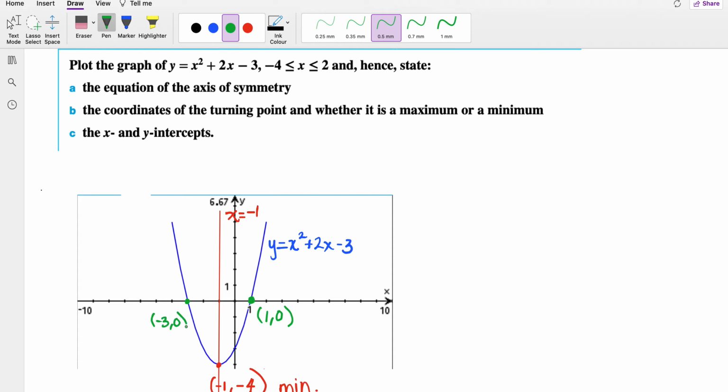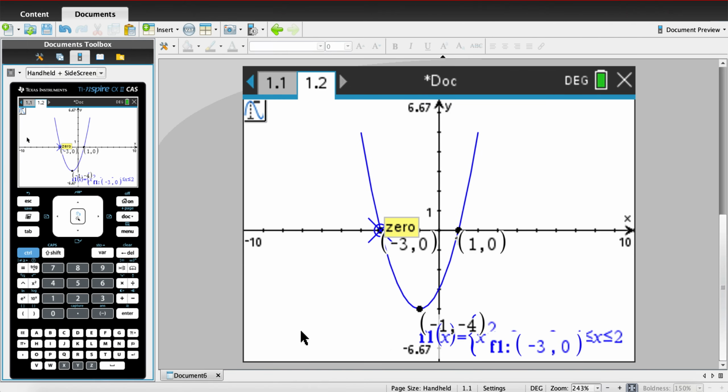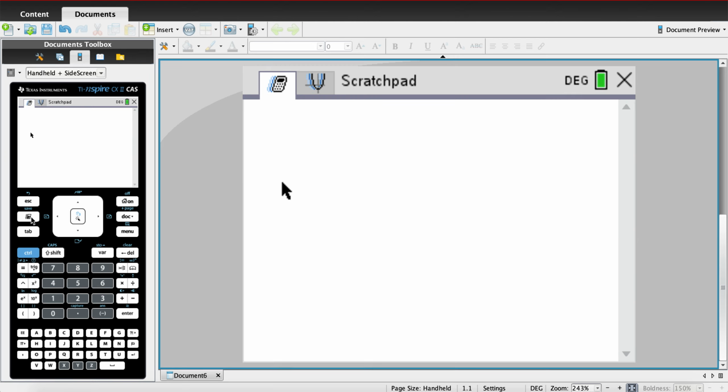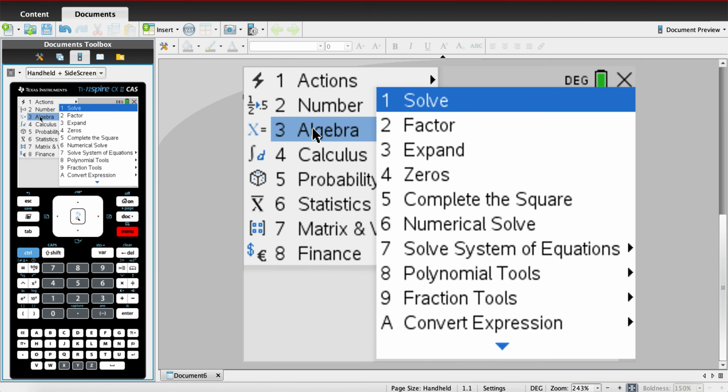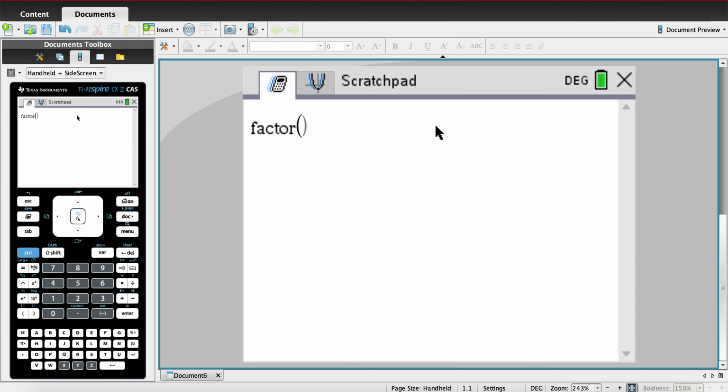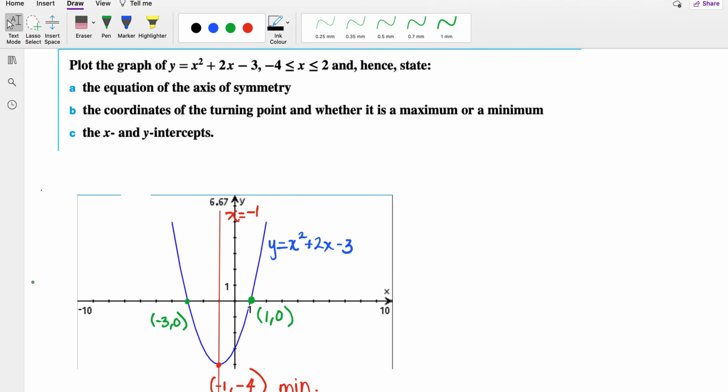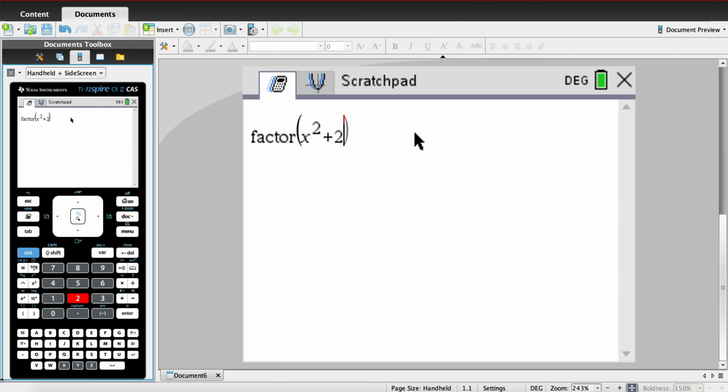The other way of finding these 2 points, notice that I know that y is 0. So we can factorize. If we factorize this one, we will be able to find these points. So if I'm here, I can go to my scratch pad and say menu, algebra, factor, and I'm going to factor my equation, which is x squared plus 2x, take away 3, and done.